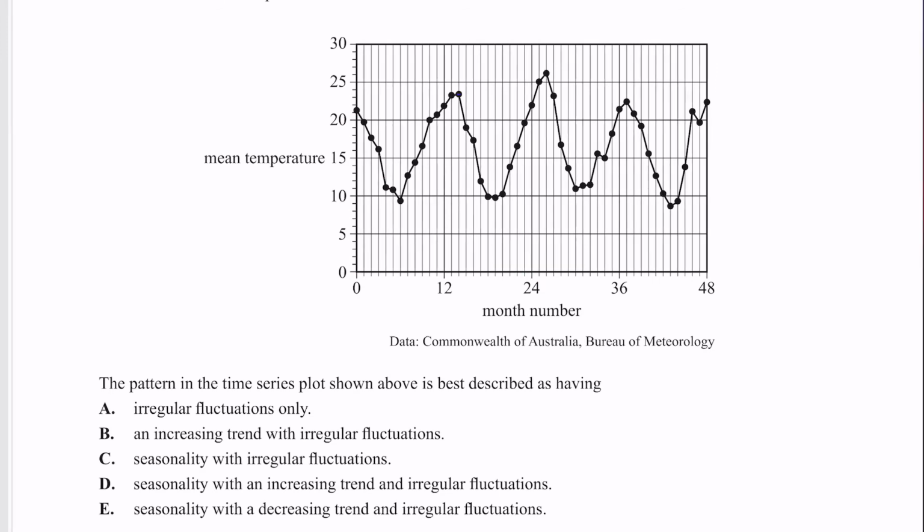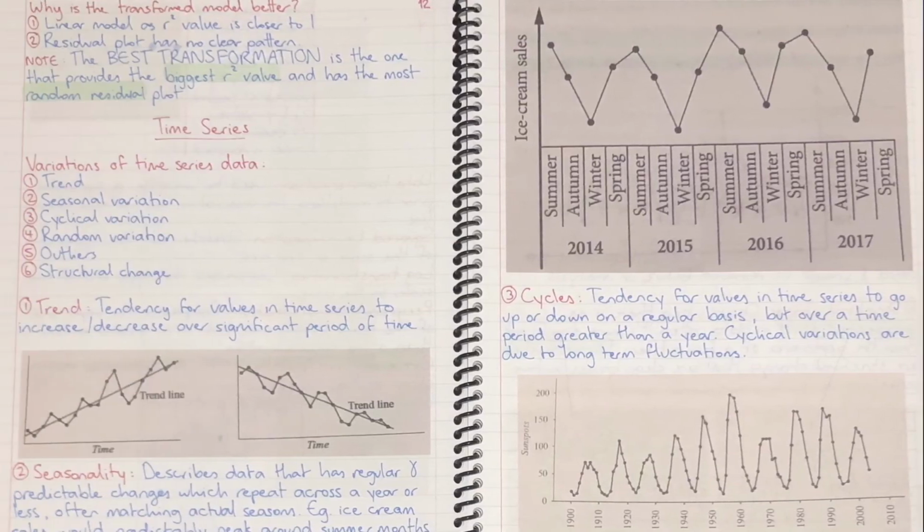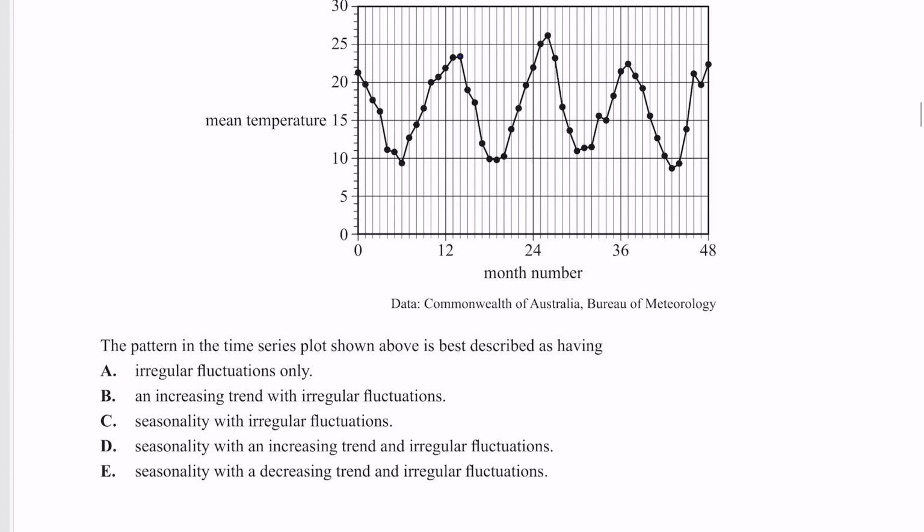And if we go to our definitions here, it says trend, tendency for values in a time series to increase or decrease over a significant period of time. So as we can see here, there's an increasing trend or a decreasing trend. So we don't have any of those here. So I'll cross out B. Anything with increasing or decreasing is wrong. So that's already 3 of our options out of the way. So we've got 2 to go. So we can either have irregular fluctuations only or seasonality with irregular fluctuations.